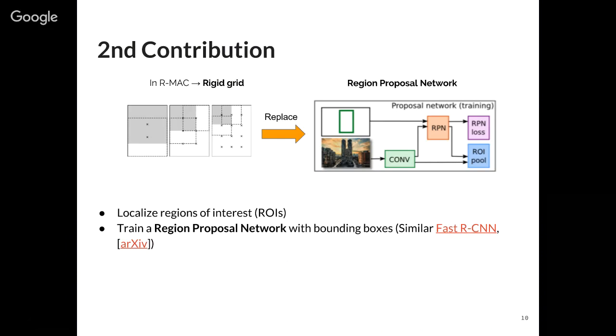So the second contribution is in the R-MAC. As I have said before, they use a rigid grid. And in this paper, they propose to use a region proposal network. I will explain later what it is, but they want to find regions of interest, that means where the objects of interest are more probably located. And they do a scheme similar to the guys of Faster R-CNN. Here you have a link if you want to know more, to the arXiv paper and also to a presentation of this CV.